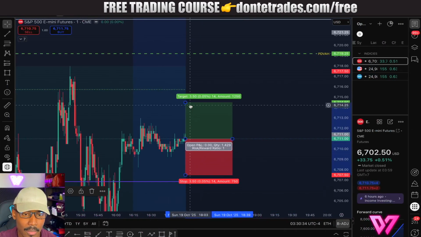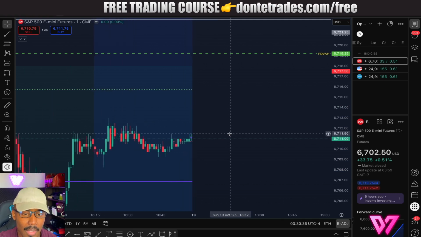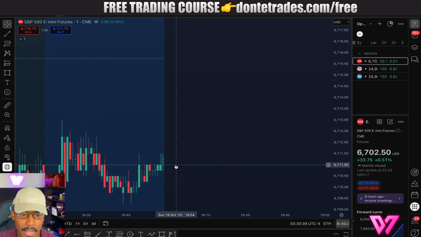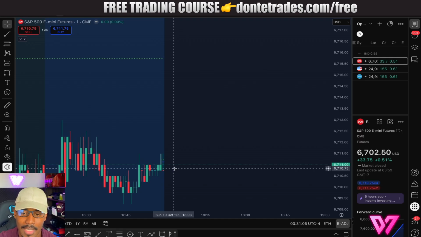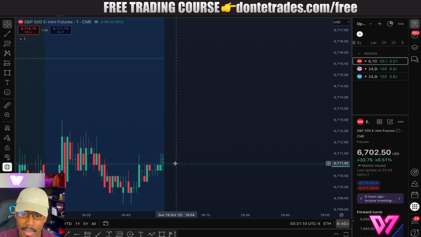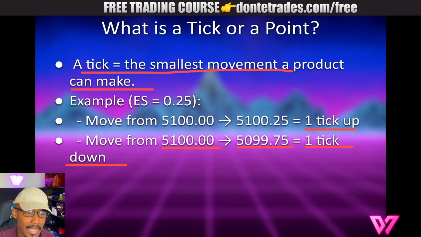Just to show you a little bit better here inside of TradingView, you see the price right here on the ES is 6,711, and if I go up one tick to 6,711.25, then that is up by one tick. If I go down by one tick, the price is 6,710.75. So literally up one tick, down one tick. 0.25 is the smallest measurement that the ES can move, and that is what a tick is.